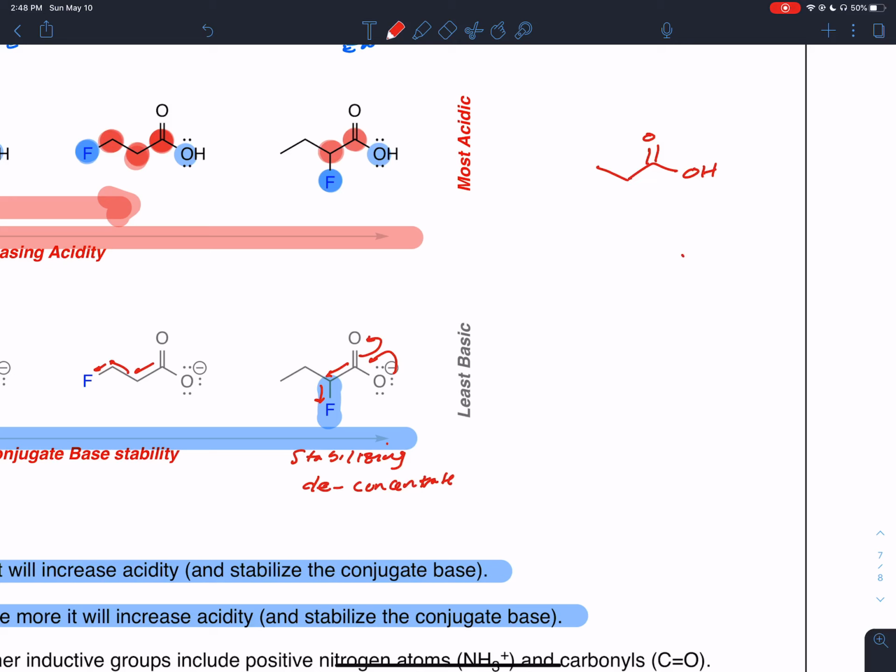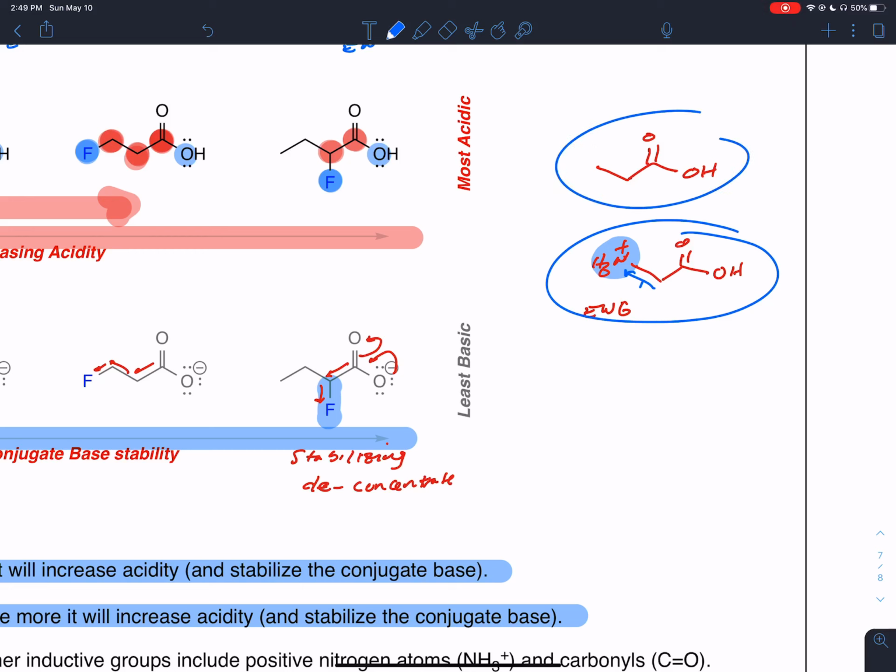Here we have two carboxylic acids, all right? And the one on the bottom here has a nitrogen, which is positive. It's fully protonated, okay? That positively charged nitrogen is actually an electron-withdrawing group via induction. It will very strongly pull electron density this way, which causes this acid to be more acidic than this one. So we're going to say this acid is more acidic. It would have a lower pKa, and this acid is less acidic.